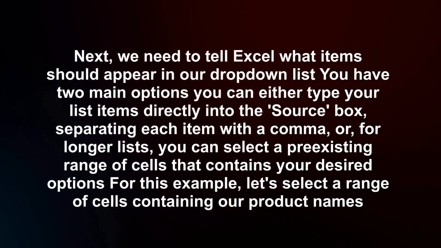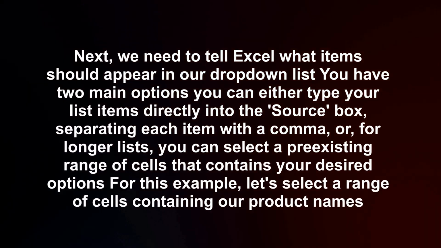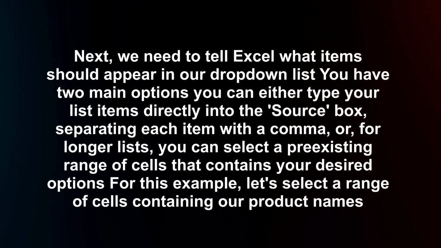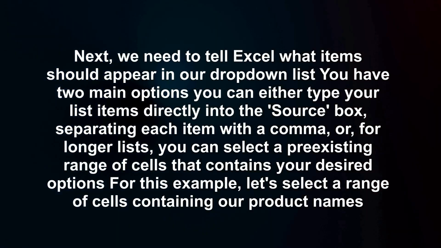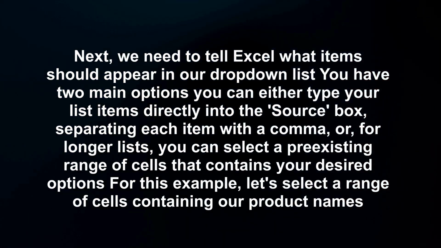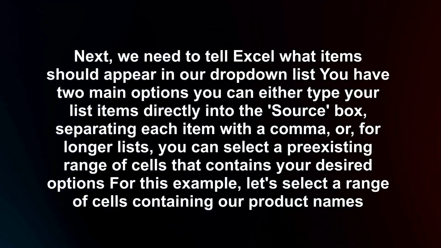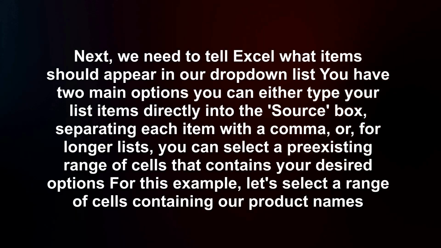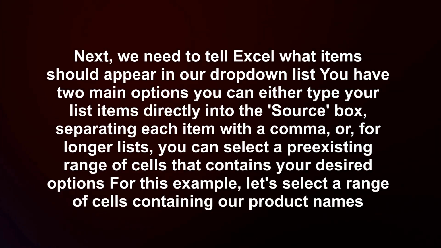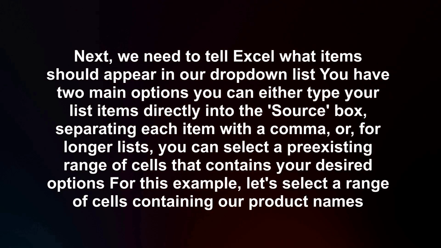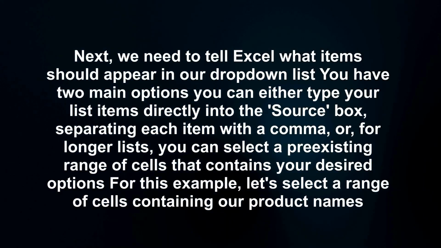Next, we need to tell Excel what items should appear in our drop-down list. You have two main options. You can either type your list items directly into the source box, separating each item with a comma, or, for longer lists, you can select a pre-existing range of cells that contains your desired options. For this example, let's select a range of cells containing our product names.